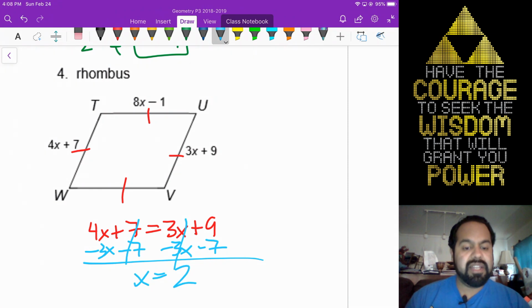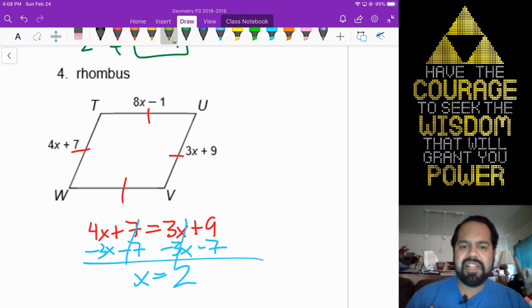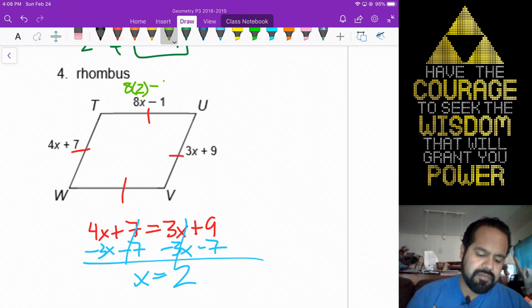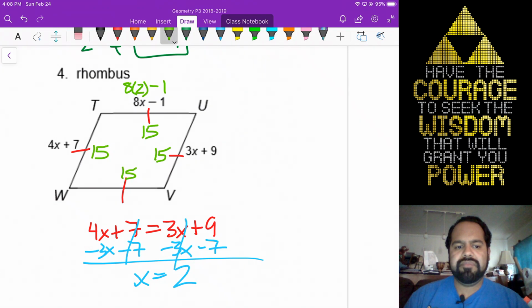We'll take that 2, plug it back in. Now, even though I say, yeah, let's deal with smaller numbers, I'm going to plug my x equals 2 into the top part of that, the segment TU, because I'm only going to be subtracting 1 after I multiply it. So 8 times 2 minus 1, so that's 16 minus 1, which is a nice 15 all the way around. All right.